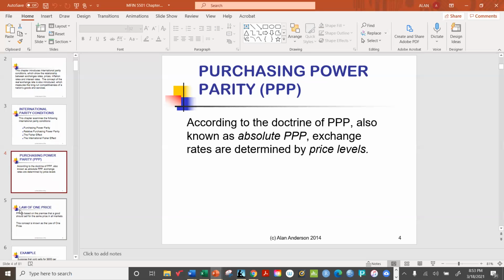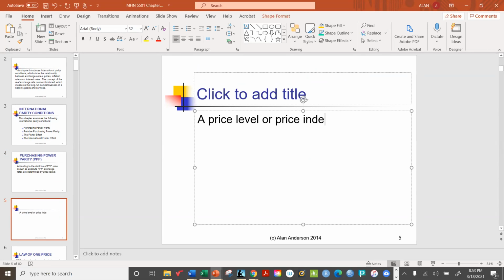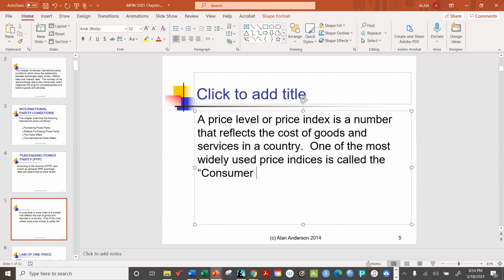Before we go any further, though, I do want to take a step back and talk about price levels. A price level, or a price index, is a number that reflects the cost of goods and services in a country. One of the most widely used price indices in the United States is called the Consumer Price Index, or CPI.